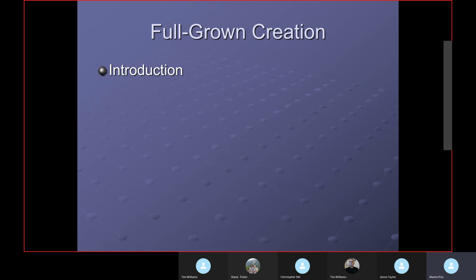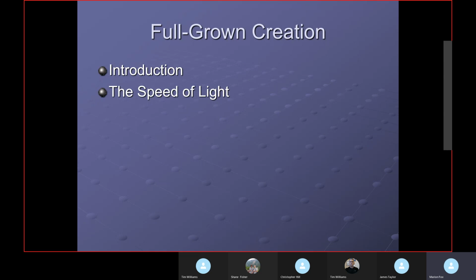And this is chapter 12 in the second edition, because that would be, I think, chapter 11 in the first edition, if you happen to just have the first edition. We're going to introduce some information here on a full-grown creation.